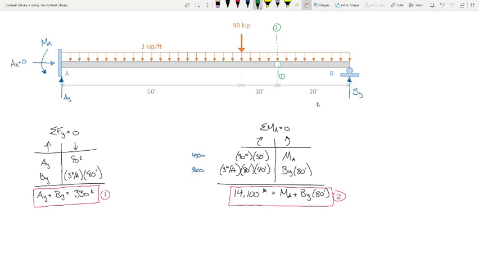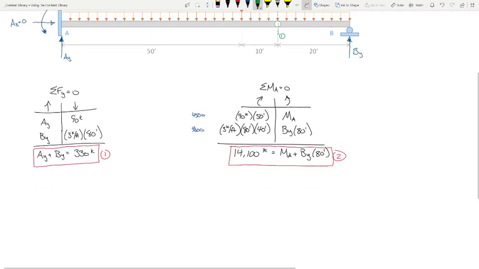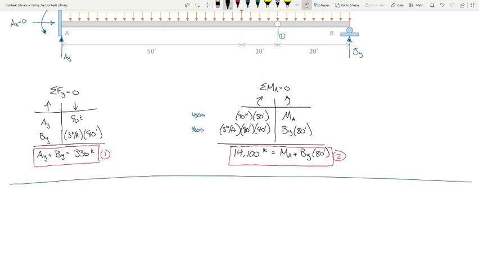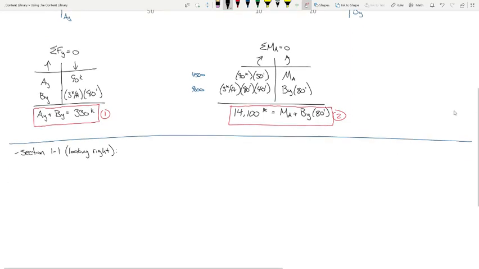Okay, so let's draw ourselves a little line right there, and we'll say section 1-1. We'll say looking right. All right, so let's make sure we account for everything. Okay, so what we've got. So here's our beam.